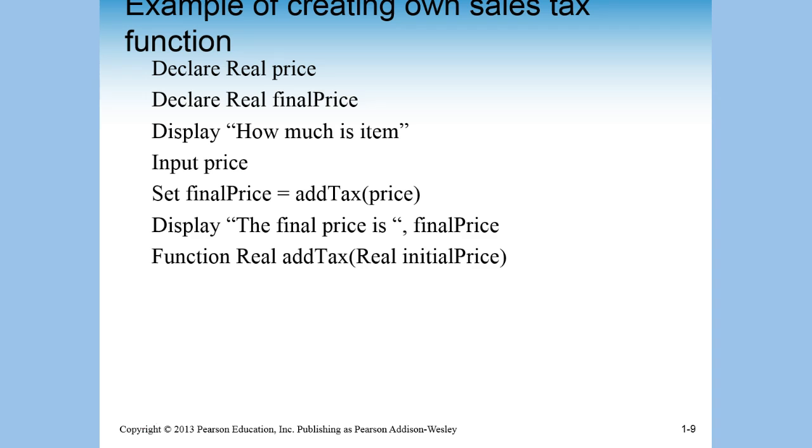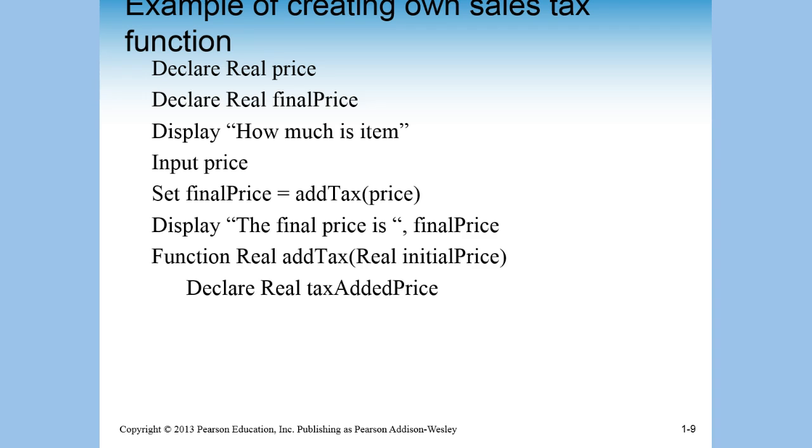Here we go. So from the set final price line, it goes to the function real add tax (real initial price) line. And this is the function header. Again, we're declaring that as the function. The data type returned will be real. The name of the function is add tax, and it has one parameter called initial price, and that's going to be of the real data type.